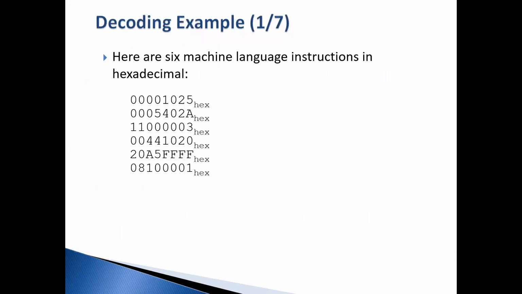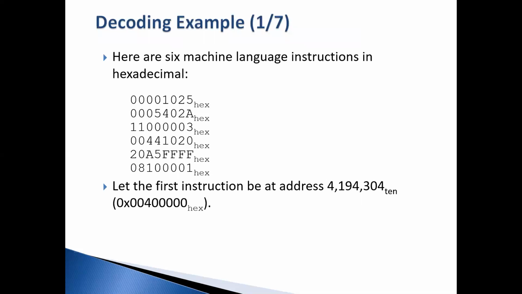Here I have 6 machine instructions. There are 6 lines, and each line is one instruction in machine code. Instead of zeros and ones, I'm writing them in hexadecimal so that it's easier for us to read. But of course, from hexadecimal, we cannot really tell what kind of instruction it is. So what can we do? We need to convert them to binary.